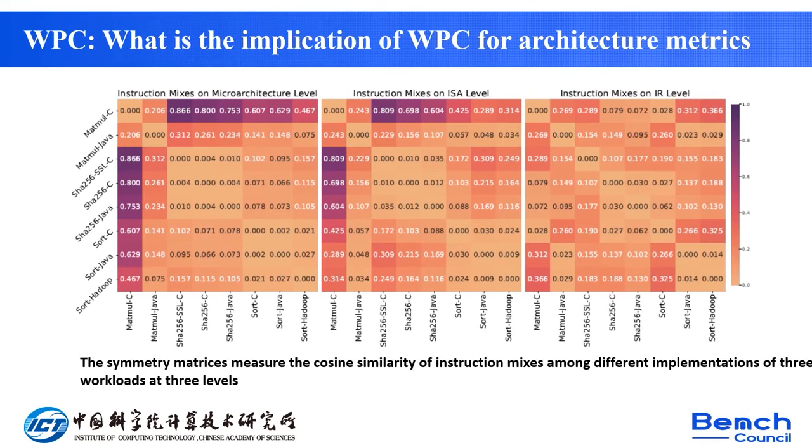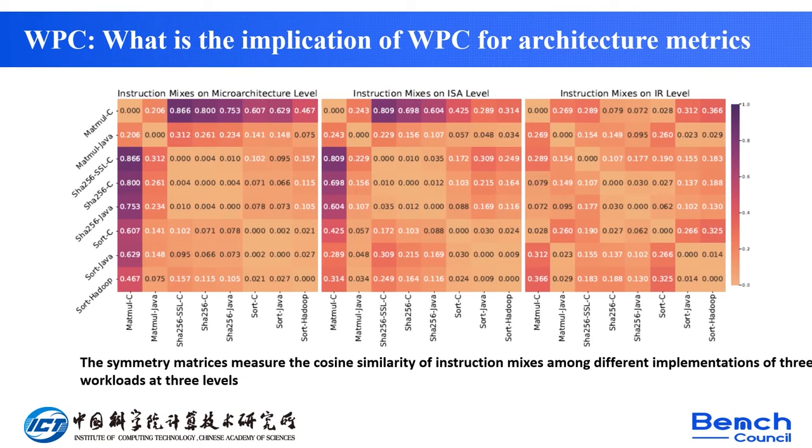We measure the instruction mix of all C and Java implementations of workloads, including SHA-256 and Sort, at three levels, and compare them pairwise. Similarly, we have the following observations. First, the instruction characteristic similarity between two workloads at only the ISA and microarchitecture levels does not guarantee their instruction behavior characteristics will be definitely similar.